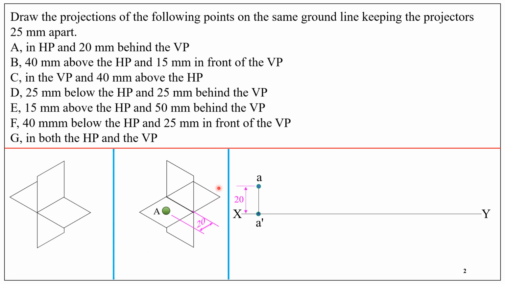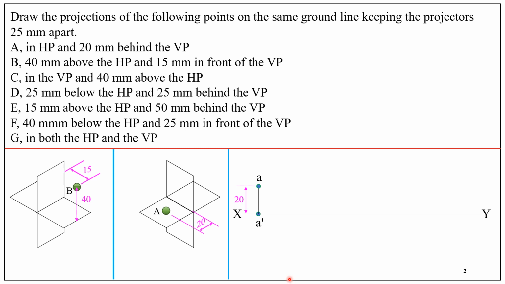Now, the second subdivision wherein the point name is B, which is 40 above HP and 15 in front of VP. The keywords above HP and in front of VP tell us the object is in the first quadrant. And the distances are 40 and 15. When the object is in the first quadrant, front view will be above XY line, top view is below XY line.